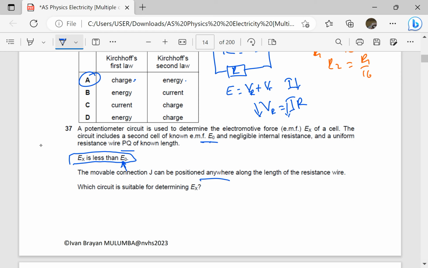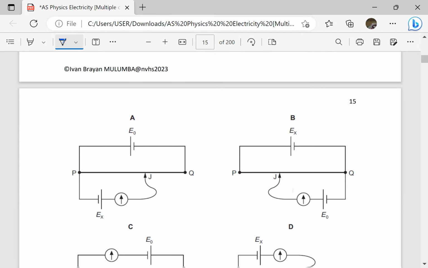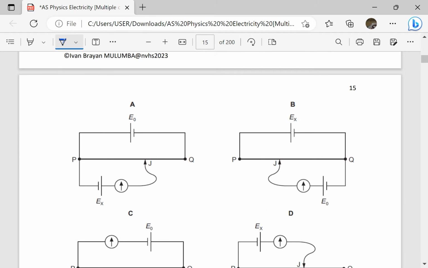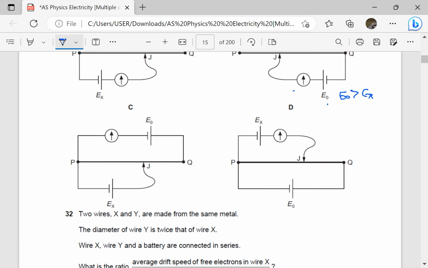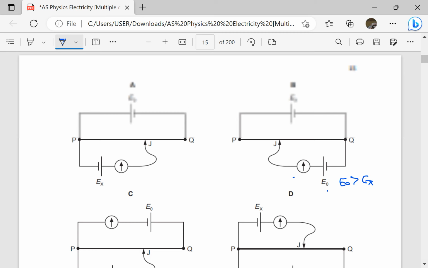So let's check every circuit where the galvanometer is connected to E0. It must be wrong, because that means we shall never get balance. Since E0 is greater than EX, we can never get balance when the galvanometer is connected to E0. Therefore, this is wrong. So we have eliminated B.